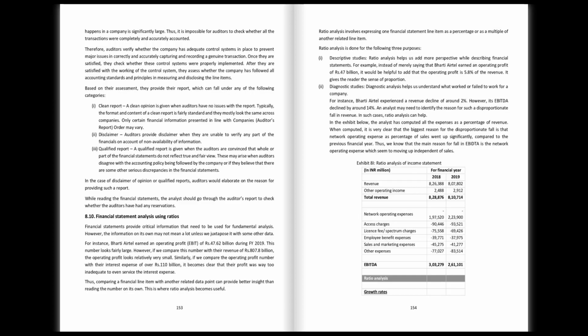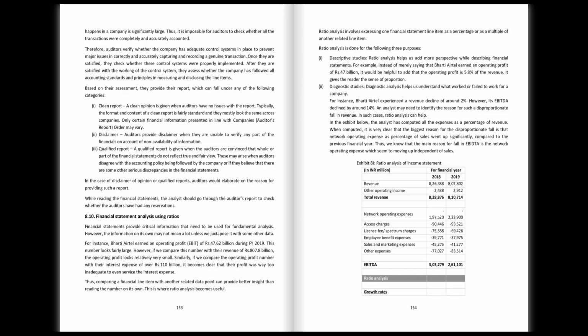Once they are satisfied, they check whether these control systems were properly implemented. After they are satisfied with the working of the control system, they assess whether the company has followed all accounting standards and principles in measuring and disclosing the line items. Based on their assessment, they provide their report, which can fall under any of the following categories. 1. Clean report. A clean opinion is given when auditors have no issues with the report. Typically, the format and content of a clean report are fairly standard and they mostly look the same across companies. Only certain financial information presented in line with the company's auditor's report order may vary.